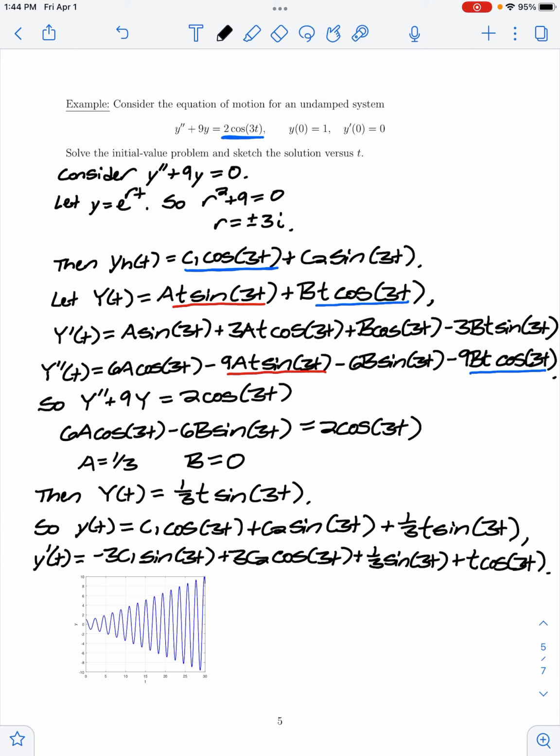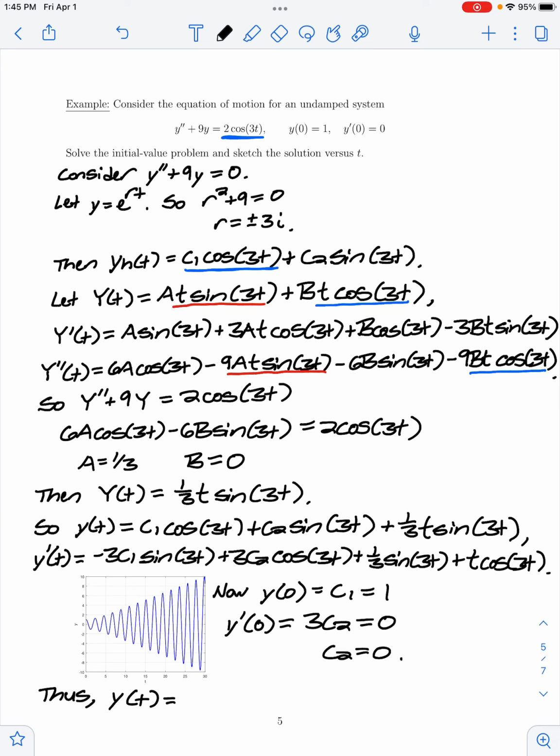So let's apply our initial conditions to solve for the constants c1 and c2. If we evaluate the general solution at time 0, we are left with just c1, which we were told has to be 1. And evaluating the derivative at time 0, we have 3c2. We were told that this has to be 0, so c2 is then 0. And substituting those values into our general solution, we find that y of t is given by c1, which was 1, cosine of 3t, plus 0 for c2, and then plus our particular solution, which was 1/3 t sine of 3t.